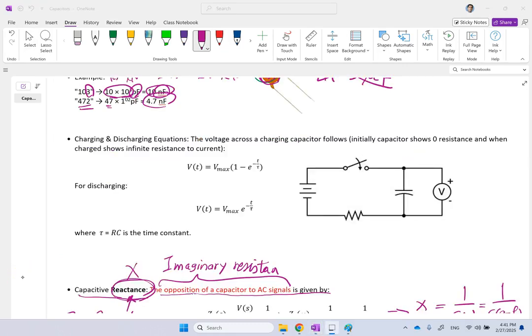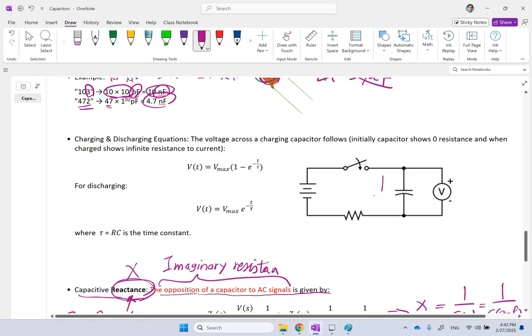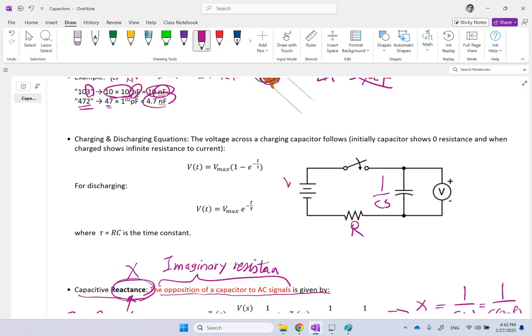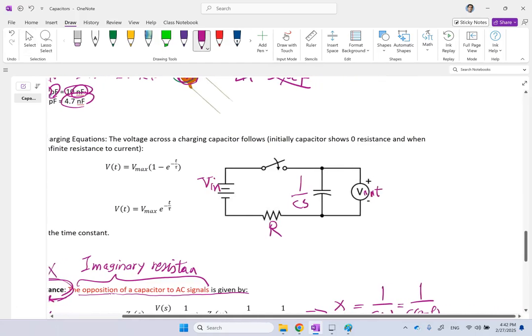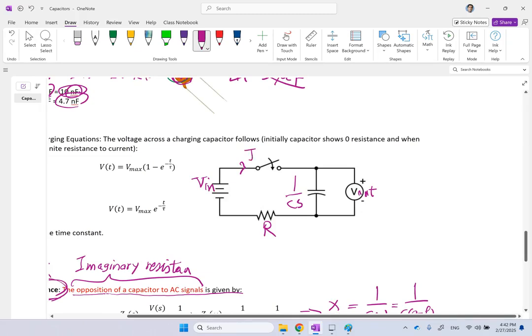Now, what's the application of impedance or reactance here? We can treat this whole system and remove this capacitor and put an imaginary resistance here, which is 1 over C times S. So we can use the reactance of it, and this is R. And this is V in, and this is V out. And the current, let's say, going through is I.